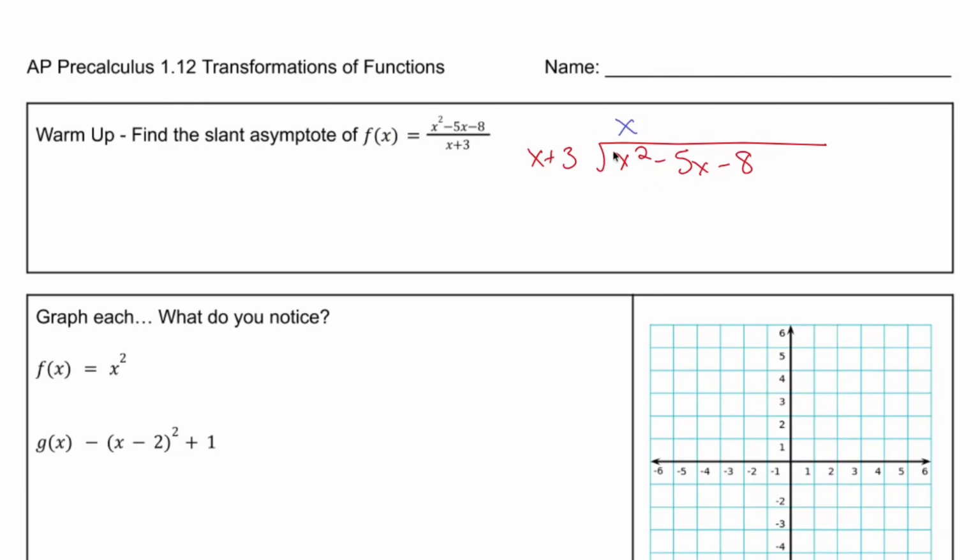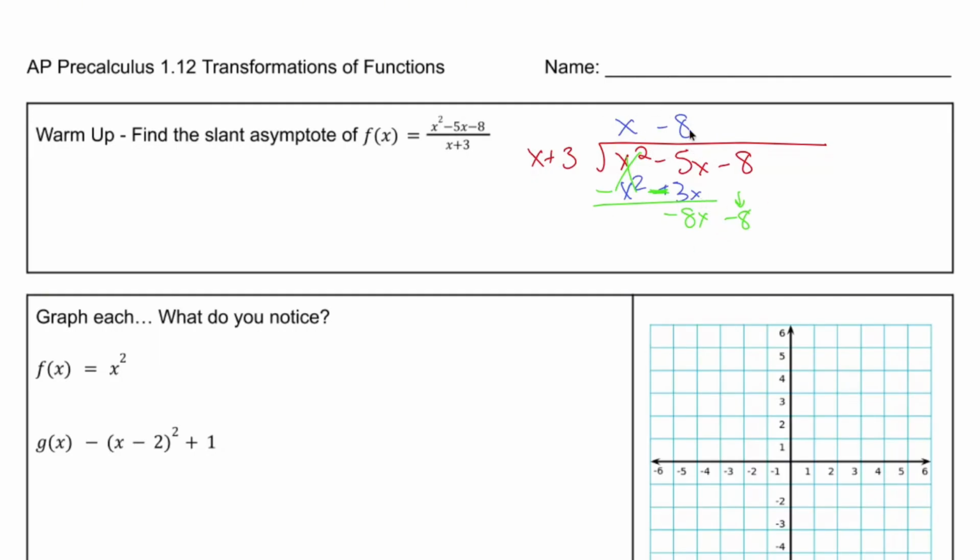Multiply that x to x plus 3, so you get x times x, which is x squared, plus 3x. Subtract the entire row, minus. The x squared will go away. Minus 5x minus 3x is negative 8x. Drop down the negative 8. Then you ask yourself, x times what gets me negative 8x? Well, x times negative 8 gets me negative 8x. And we don't have to complete the problem because we're done.